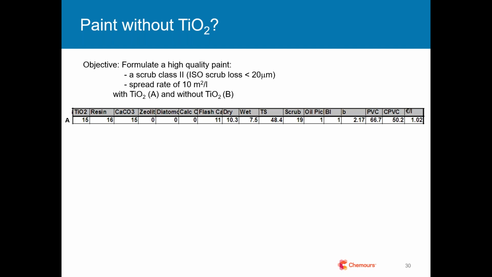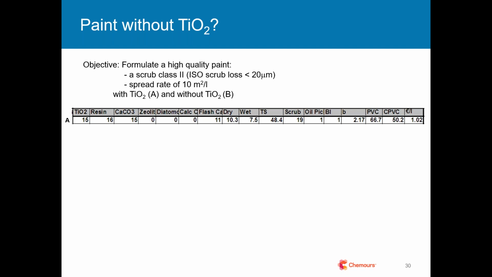That means it's also based on one of these ISO standards, where we assume that we have a contrast ratio of 0.98. And then we look at how many square meters we can paint with 1 liter of paint. And here we say we want to have at least 10 square meters per liter. And we give ourselves two options. We want to make a paint without titanium dioxide and one with titanium dioxide. The one with titanium dioxide, we call it Formulation A.